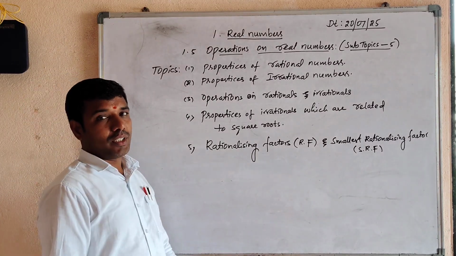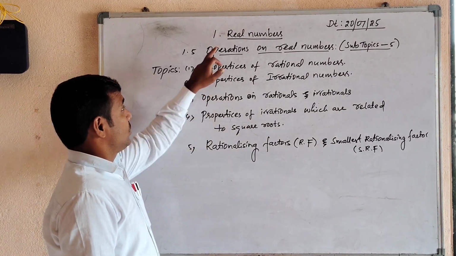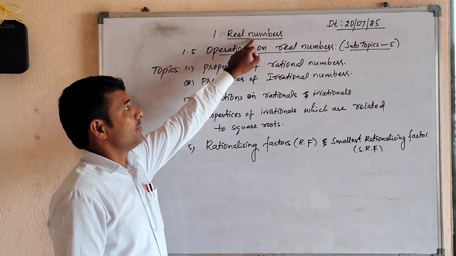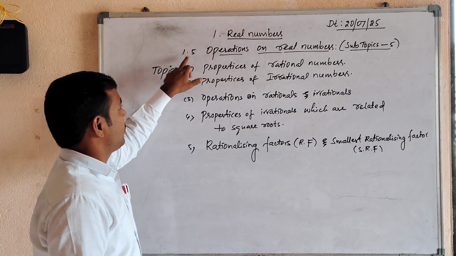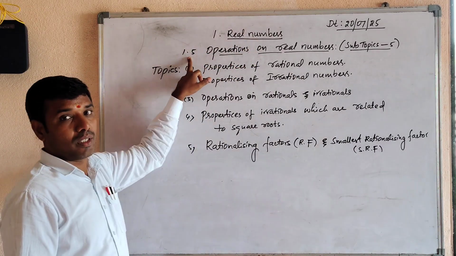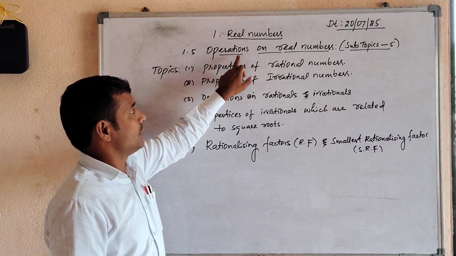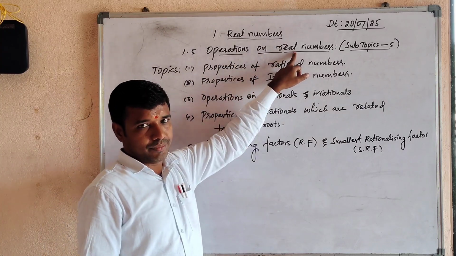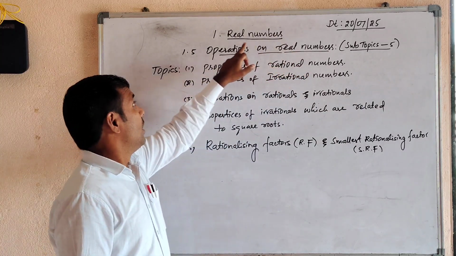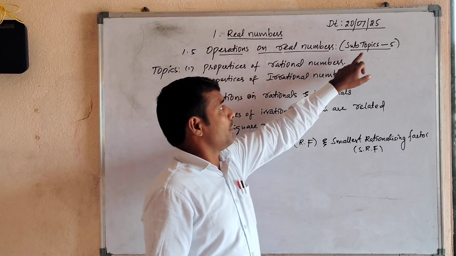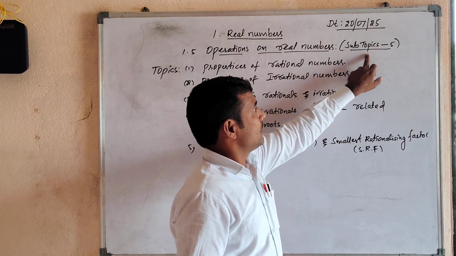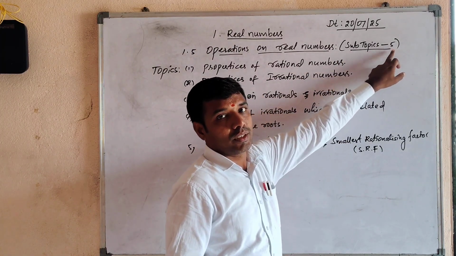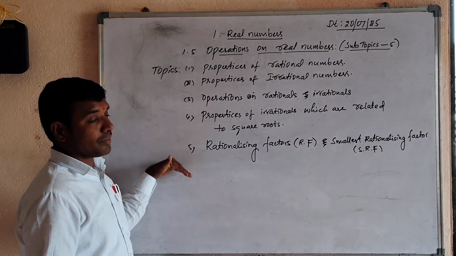Good morning, students. Ninth class, first chapter, Real Numbers. In that, the subtopic 1.5 is called Operations on Real Numbers. In that we mainly want to discuss 5 topics. Let us see them one by one.